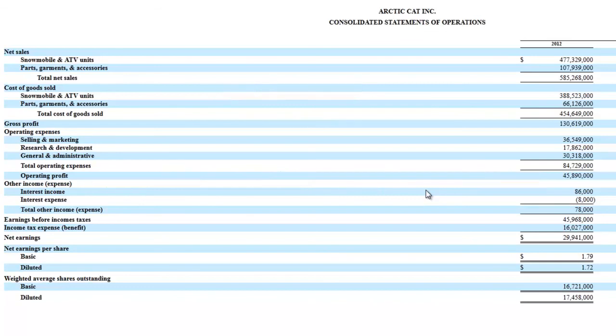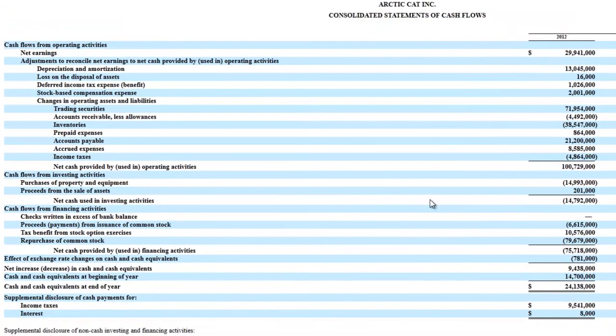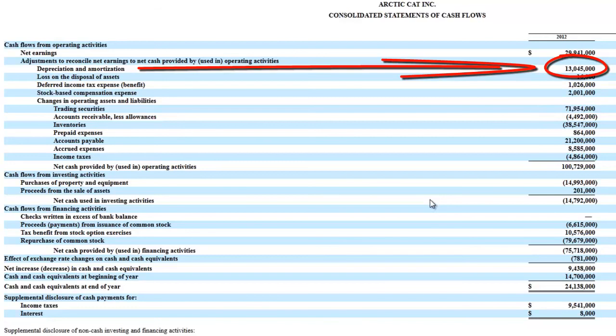As I previously said, we do not see any depreciation expense on the income statement for Arcticat. But this doesn't mean that there is no depreciation expense. You see, when you go to the company's cash flow statement, you see that in 2012 there was 13 million of depreciation and amortization expense. This amount is part of costs and expenses on the income statement, even though you can't see it on the income statement when you look at it.